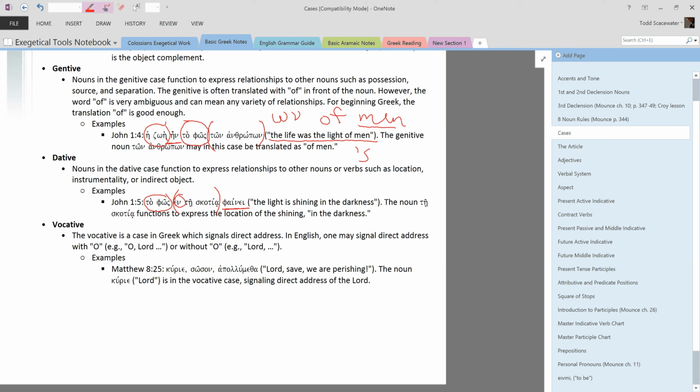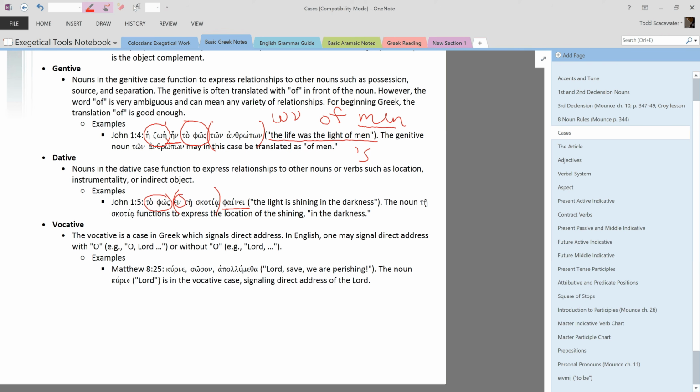So in English, if you had "he threw the ball to her," then the direct object would be the ball, that's what he threw, and he threw it to her, so that's the indirect object. The indirect object would be represented in the Greek by the dative case.